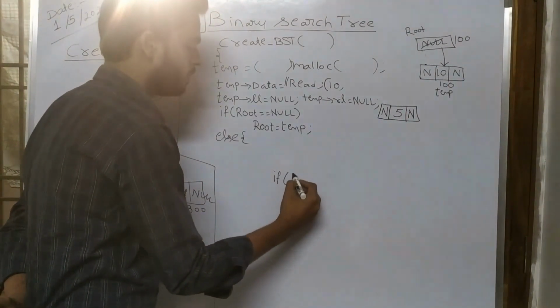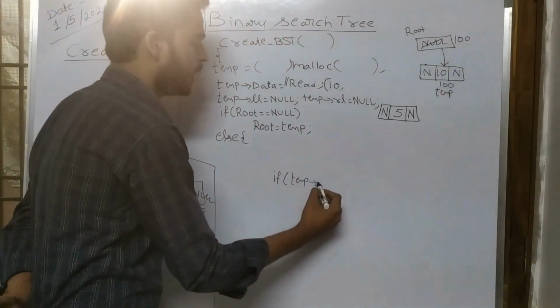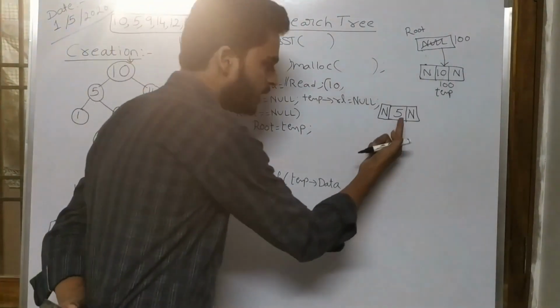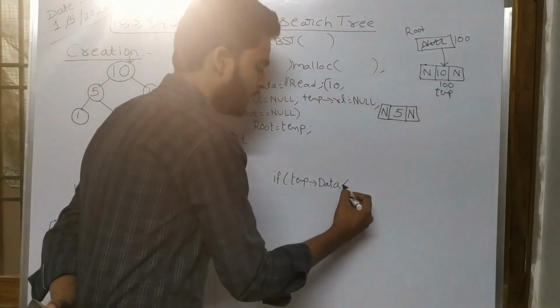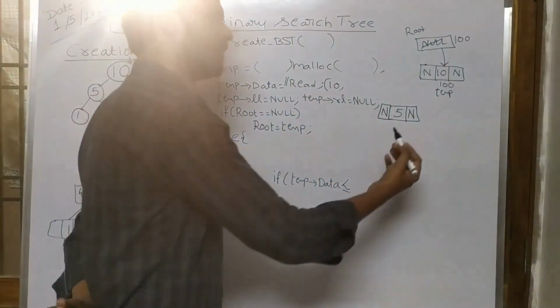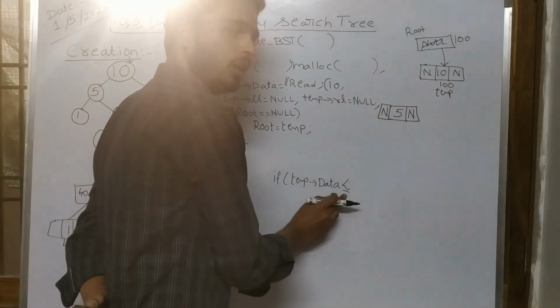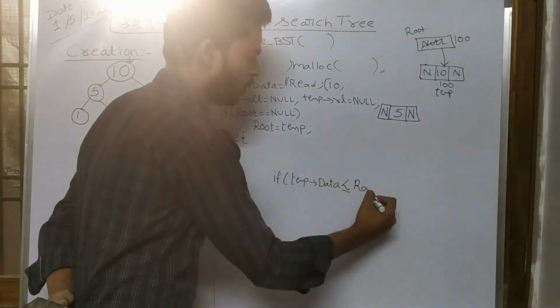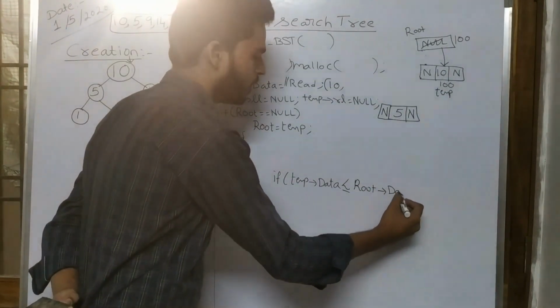If temp->data, meaning this value, is less than or equal to, in the morning in the class I have defined, right, where it depends upon the implementation, temp->data is less than or equal to root->data.